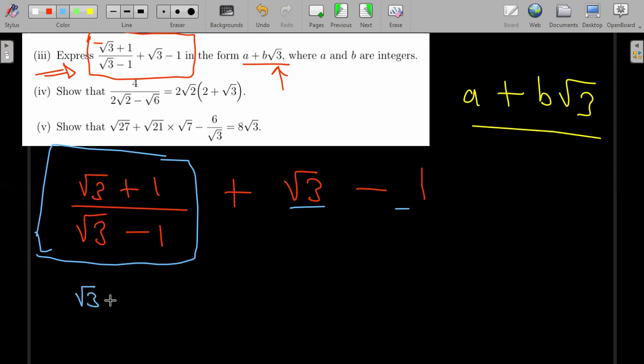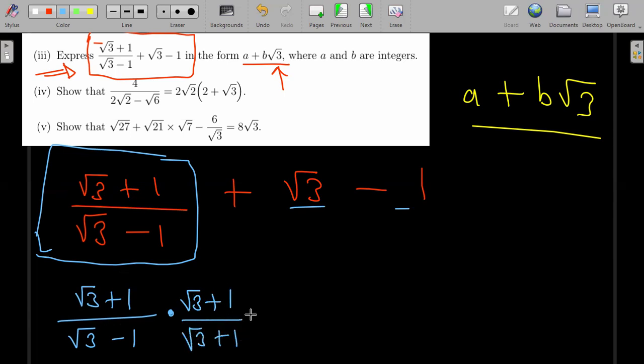It will be root of 3 plus 1 over the square root of 3 minus 1. I'm multiplying this with its conjugate. The conjugate here has a minus, so in my conjugate I'm going to have a plus: divided by root of 3 plus 1. So this will be root of 3 plus 1 multiplied by root of 3 plus 1. Let's move together. Root of 3 multiplied by root of 3, I only get 3, right? And then root of 3 multiplied by 1, I'll get plus root of 3.